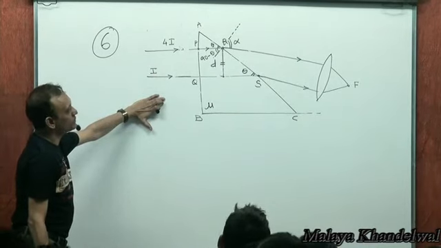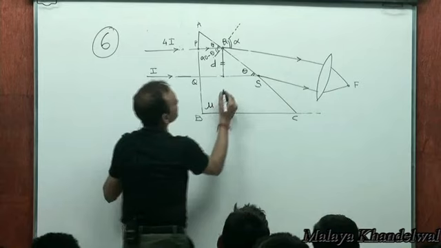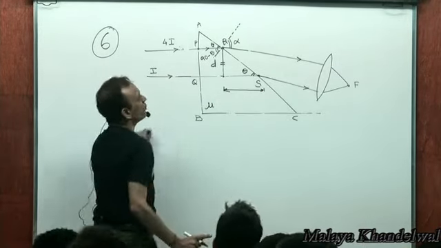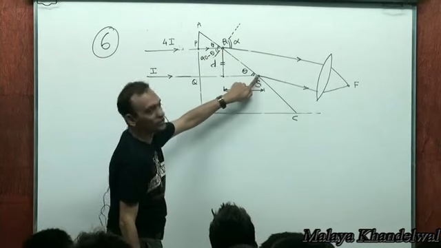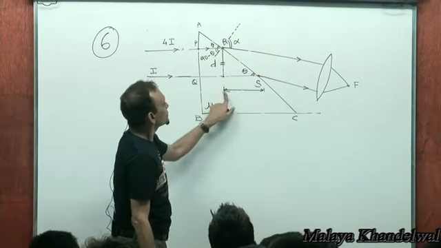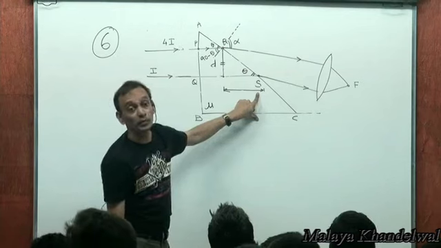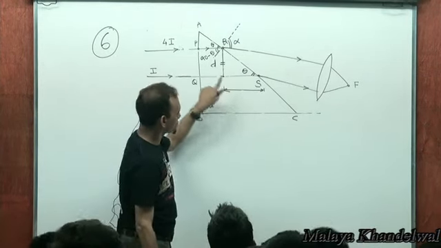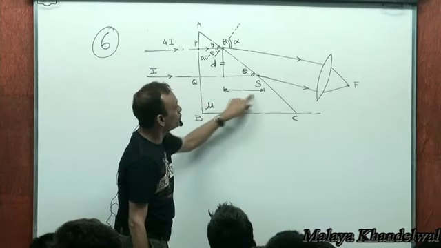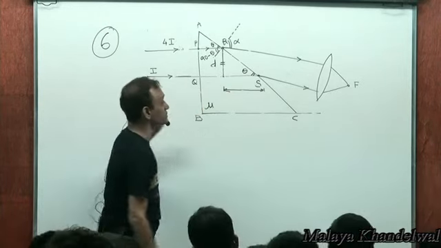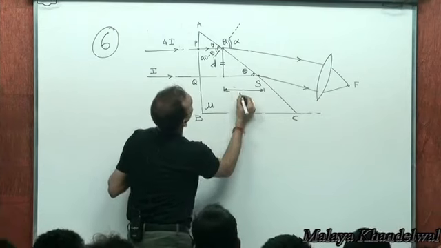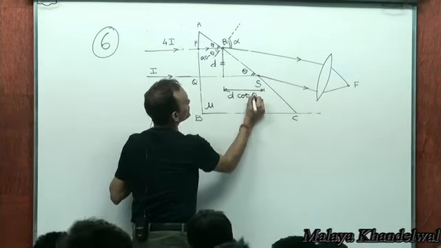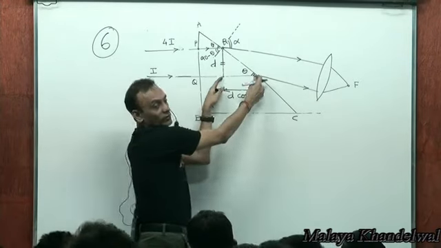Now, before emerging, they have a path difference. What is the path difference? This one emerges from R, this one emerges from S. Mu into this length will be the optical path difference; this is the geometrical difference. Mu into this length will be the optical difference, right? So this length, as you can see, is d cot theta, isn't it?